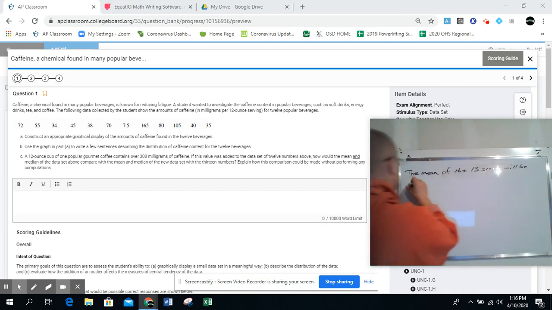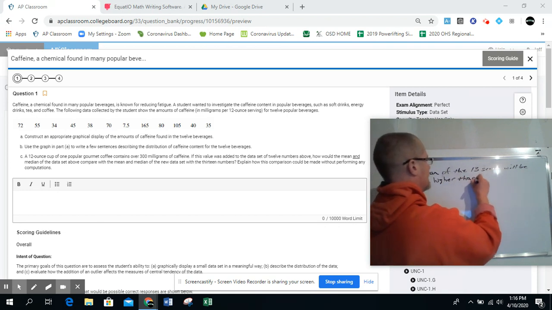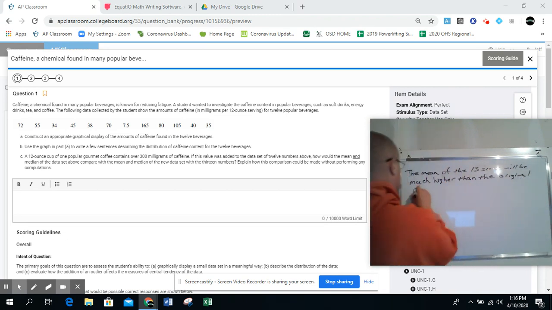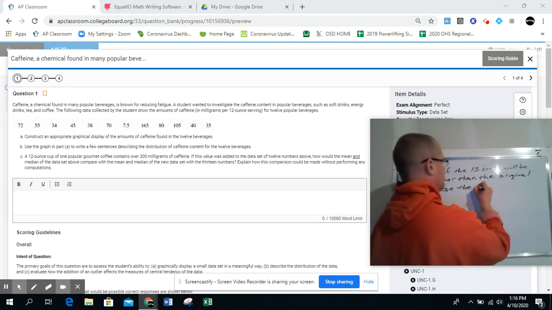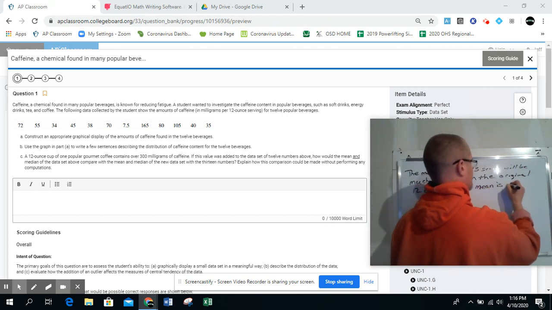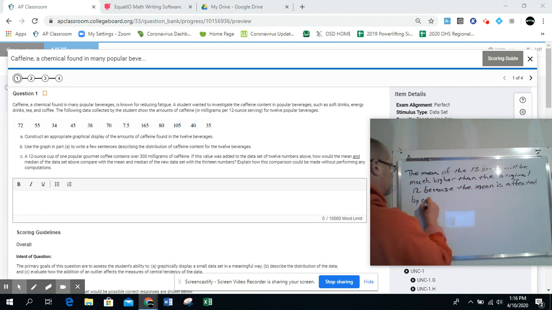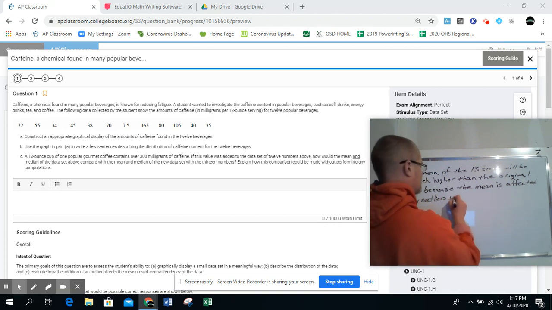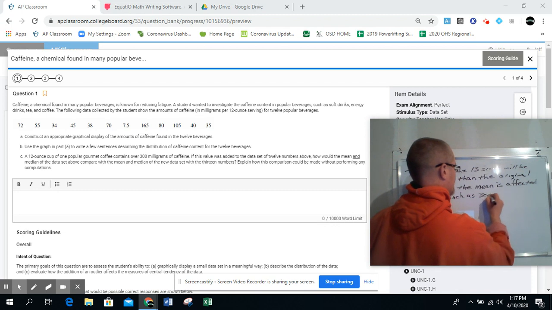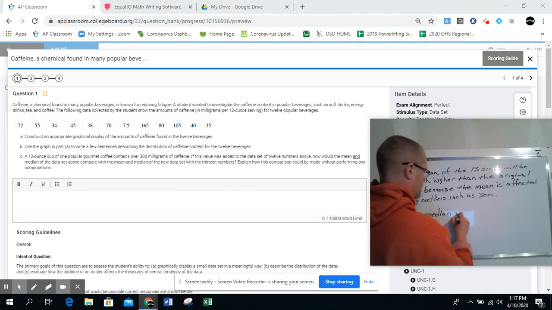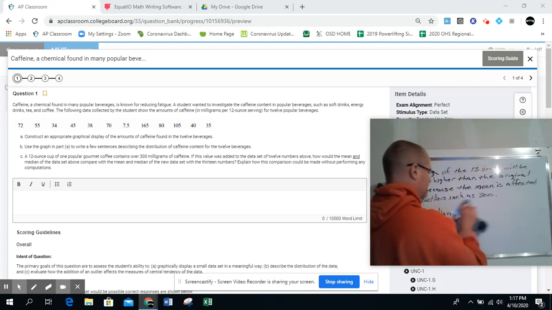will be much higher than the original 12 because the mean is affected by outliers such as 300. The median will maybe only be slightly affected.